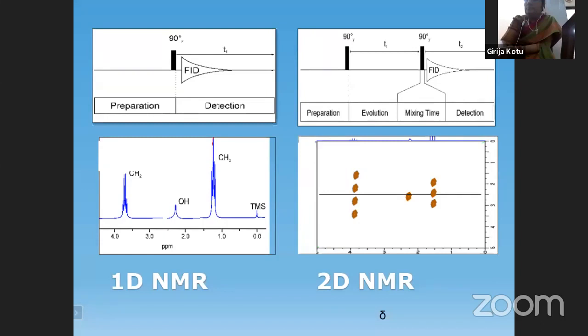And the OH singlet is seen as only one singular contour, and the CH3 triplet. So that means what here in 2D NMR, the x-axis is showing only the delta value. So all these 4 spots are lying on one vertical line. So naturally, they correspond to only one chemical shift value.